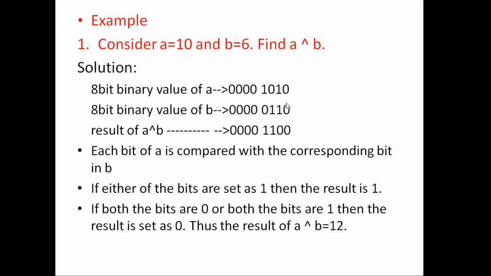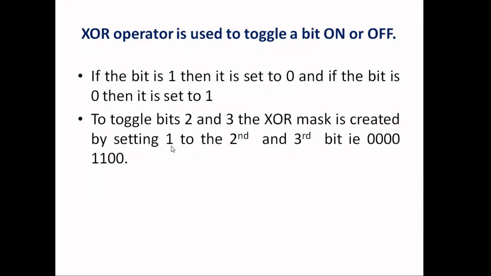To toggle bits 2 and 3, the XOR mask is created by setting 1 to the second and third bit, that is 0 0 0 0 1 1 0 0. How? Let us see. To toggle the 0th bit, the XOR mask is 0 0 0 0 0 0 0 1.